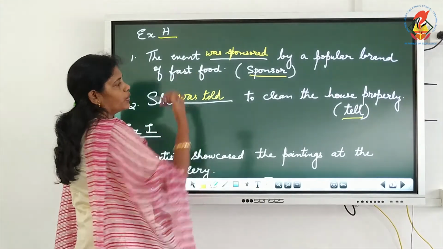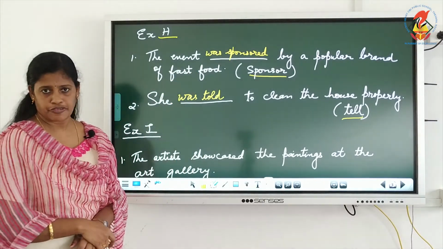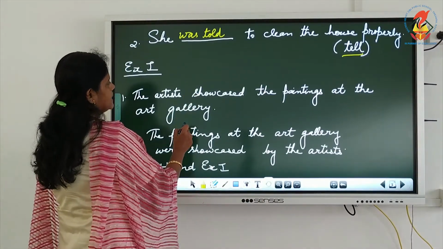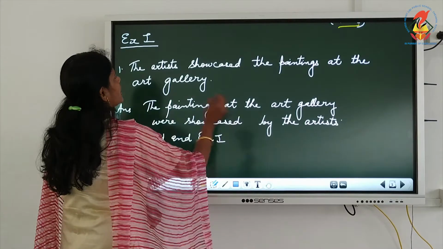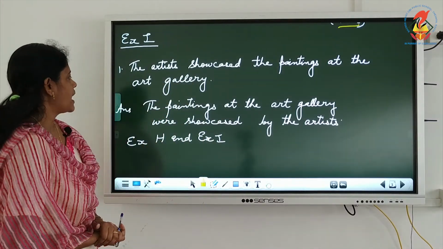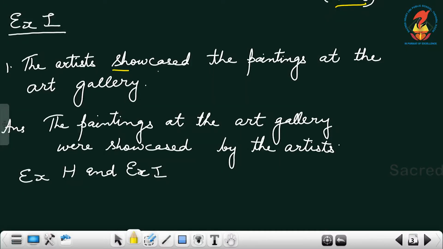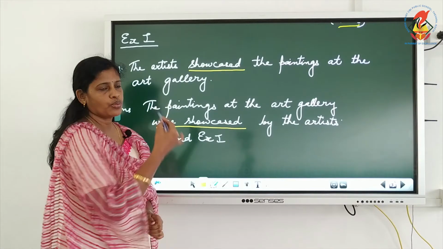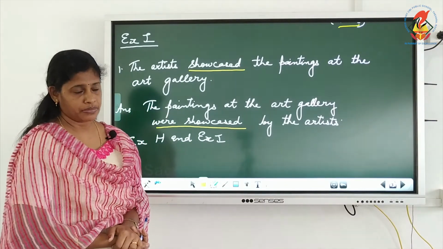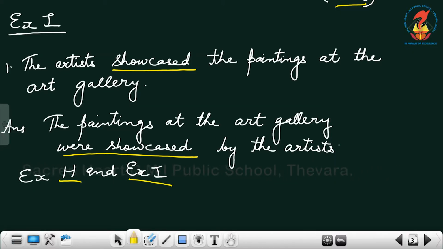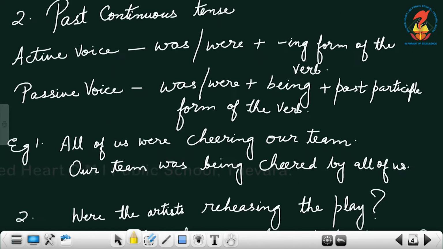So you have to add was or were plus the past participle form of the verb. Now in exercise I, there are some more words. Let's see. The artist showcased the paintings at the art gallery. So this is the simple past form, the paintings at the art gallery were showcased by the artist. Okay, so you have to add the word was or were plus the past participle form of the verb. That is the rule in simple past tense. You have to do exercise H and exercise I, children. Now we move on to the next one.